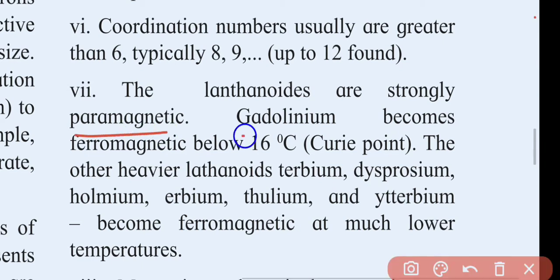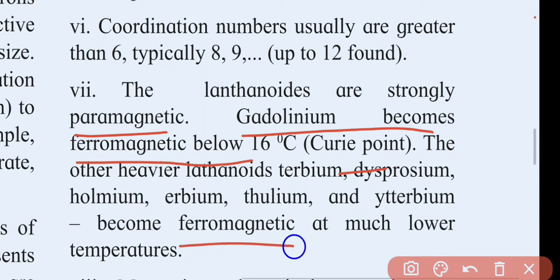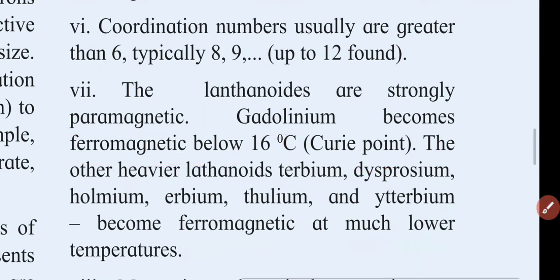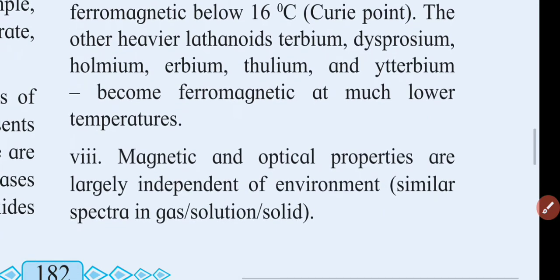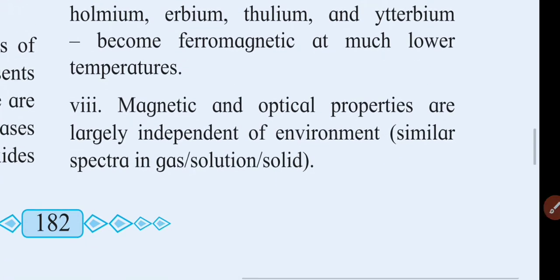Paramagnetic. Lanthanides are strongly paramagnetic, means they contain unpaired electrons. Gadolinium becomes ferromagnetic below 16 degrees Celsius, which is called the Curie point. The other heavy lanthanoids, terbium, dysprosium, holmium, erbium, thulium, and ytterbium, become ferromagnetic at much lower temperatures. Now see, magnetic and optical properties are largely independent of environment. Similar spectra in gas, solution, solid.